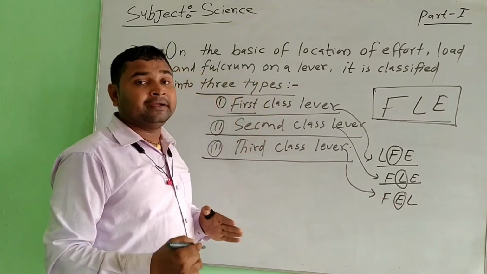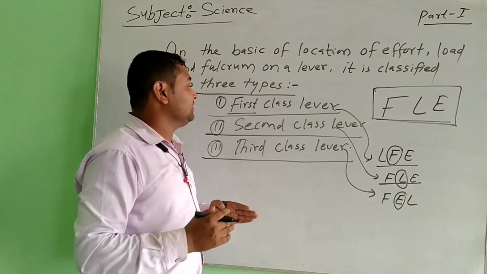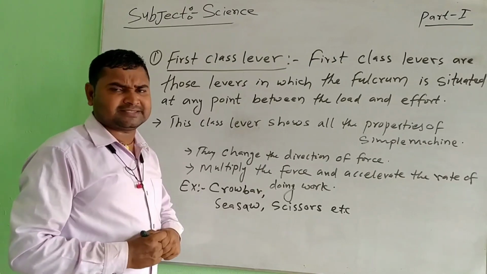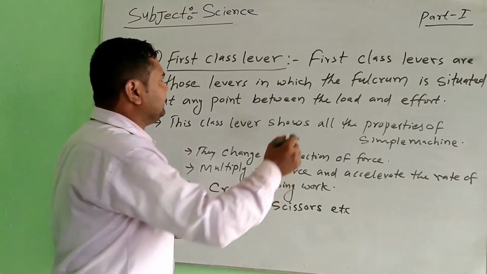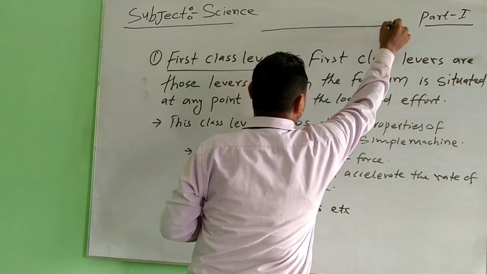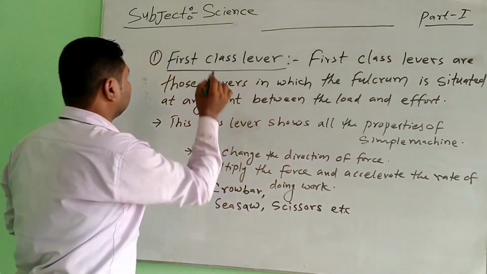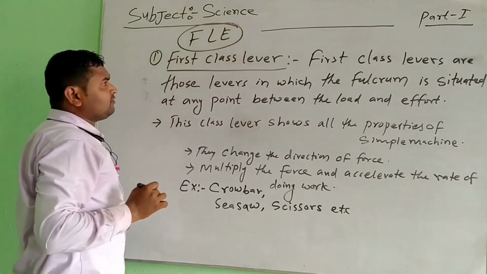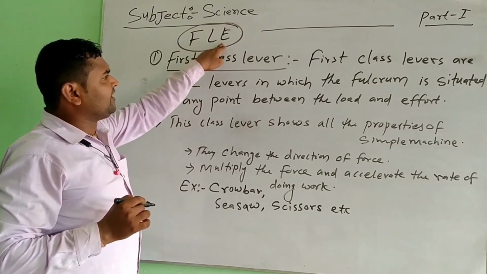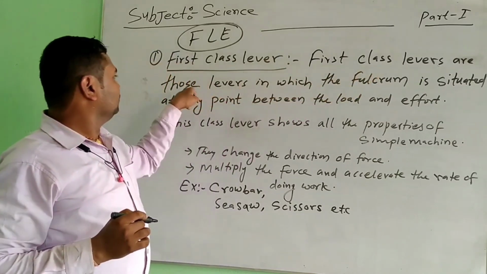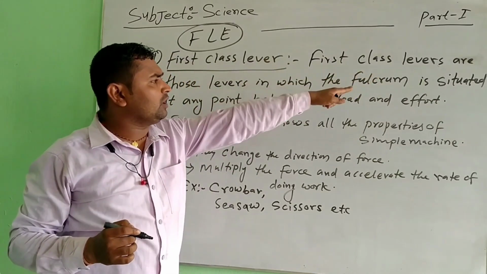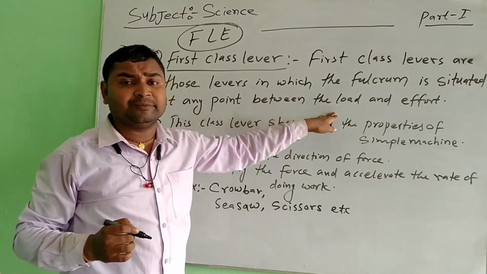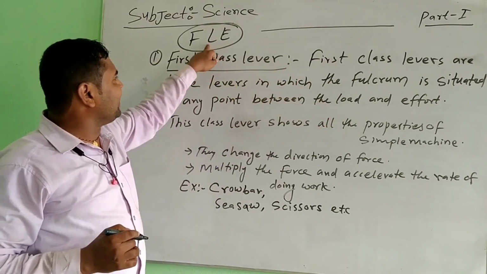Now let's talk one by one about the first class lever, second class lever and third class lever. What is the first class lever? I already told you, in the first class lever, F, L, E. Yes, there is one formula: F, L, E. So the fulcrum lies between the load and effort. First class levers are those levers in which the fulcrum is situated at any point between the load and effort.